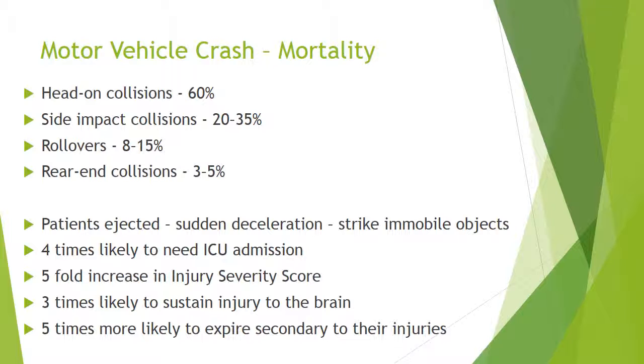There is a sudden deceleration when they strike immobile objects. And these patients are 4 times more likely to need ICU admission, have a 5-fold increase in their injury severity score, are 3 times more likely to sustain injury to the brain, and 5 times more likely to expire secondary to their injuries. So this tells you that if somebody is involved in a rollover injury and an ejection, they are more serious compared to the other kinds of injuries.